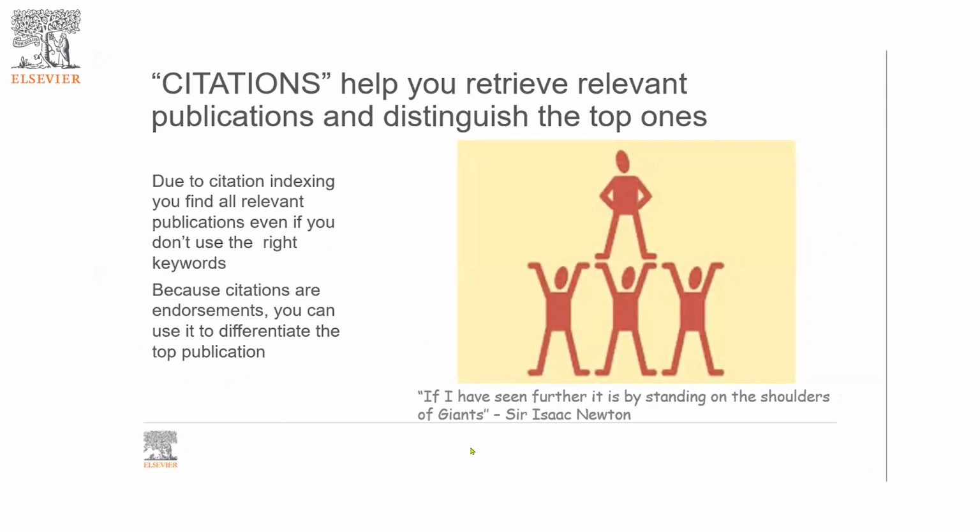Citations are very useful, of course, because they help you to identify the most important publications within a field. It is usually accepted that publications with the most citations have been endorsed a lot, and that gives you an indication of the quality and acceptability of that paper within a research field. Citations also help you find literature that is not always findable through keywords, because it links publications based on citations. So it is an improved way of finding literature.